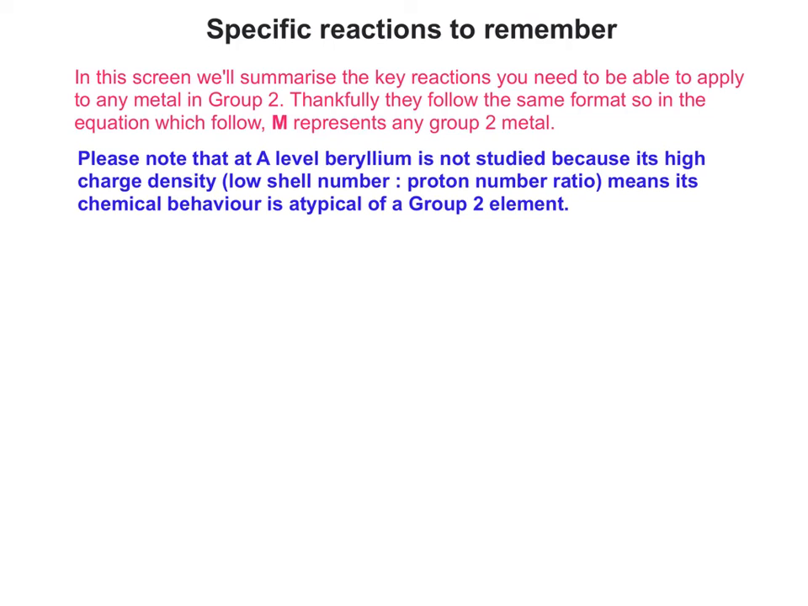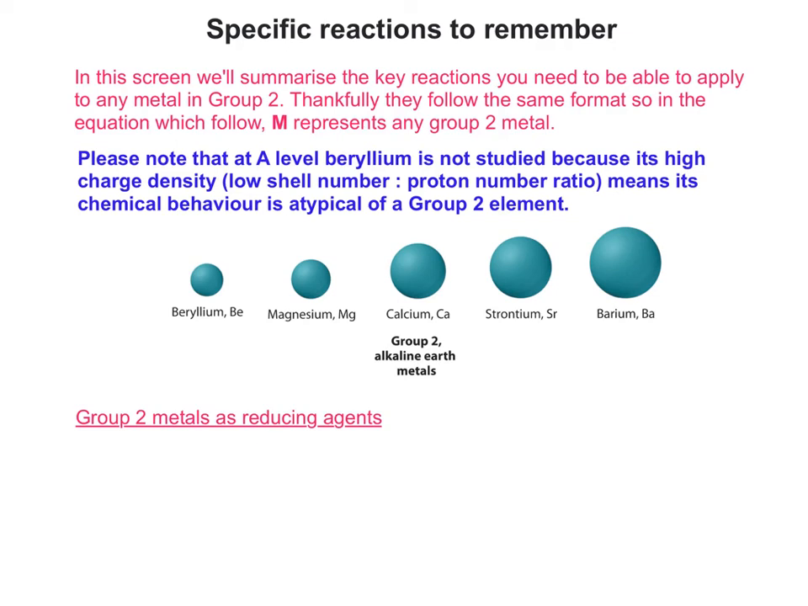So we don't cover beryllium here, or if you were to go on to study chemistry at university, you would look at beryllium at that point. So putting our diagram of the relative atomic or ionic radii for group 2 up as a reminder, you may recall we talked about group 2 metals and their tendency to become more easily oxidized as you go down the group.